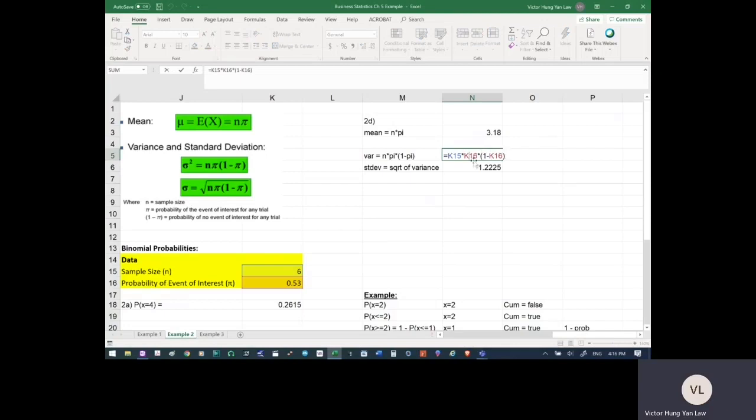Variance is similar. Variance is n times pi times 1 minus pi. So we have 6 times 0.53 times 1 minus 0.53, and then you're going to get 1.49. And that's your variance. Standard deviation is just the square root of the variance. So that's why we put equals SQRT, square root of the variance, and you're going to get 1.22. And that's the mean and standard deviation calculations.